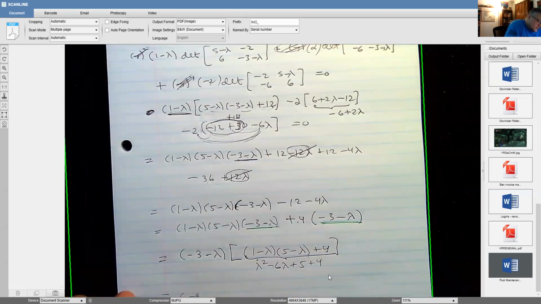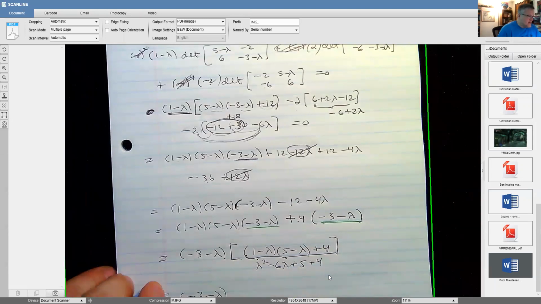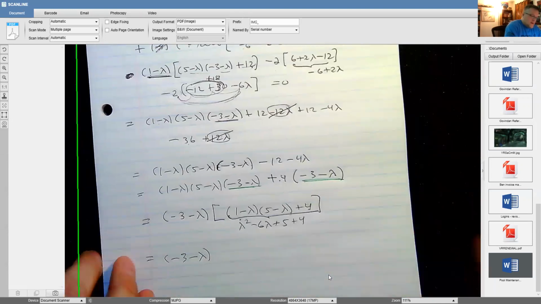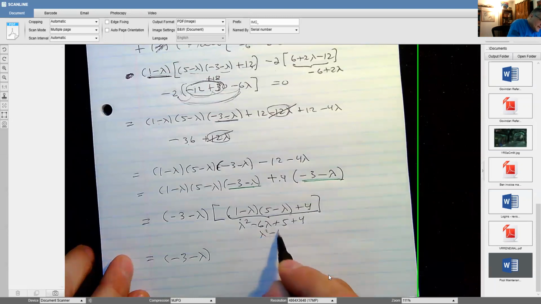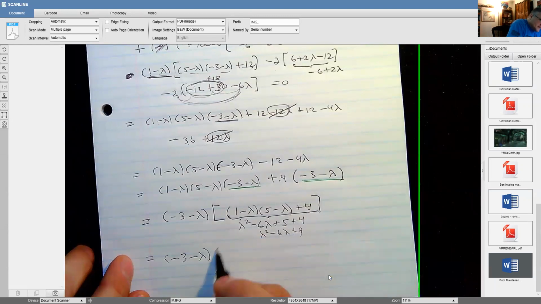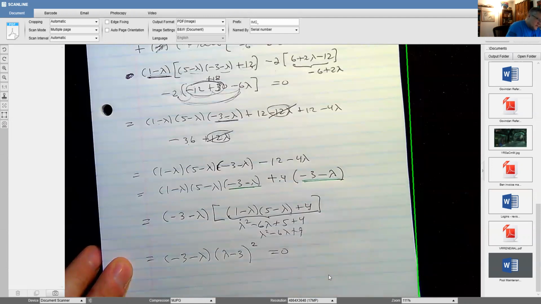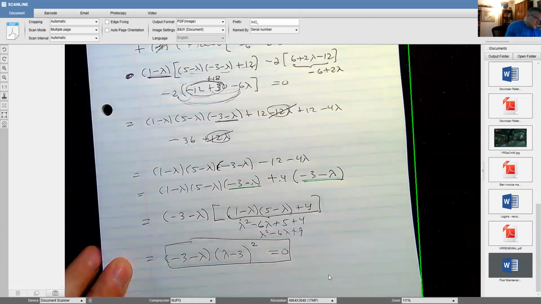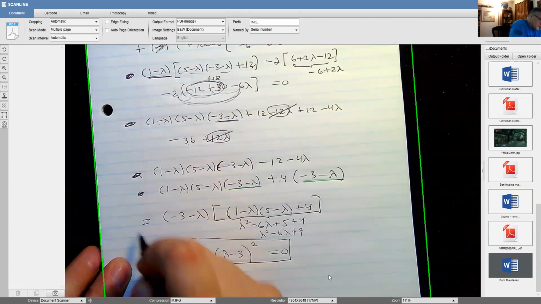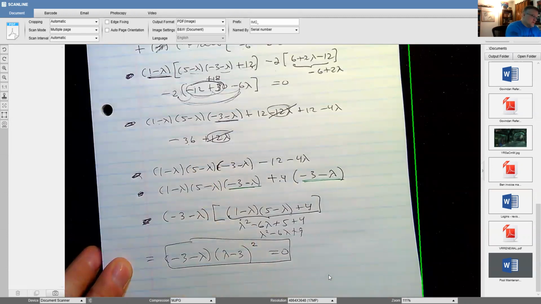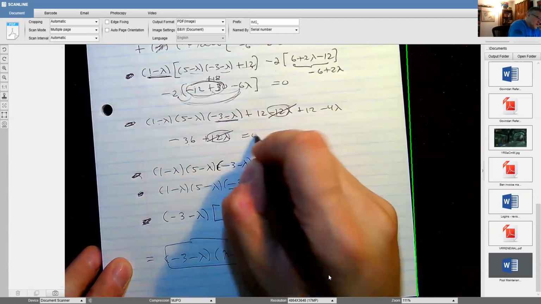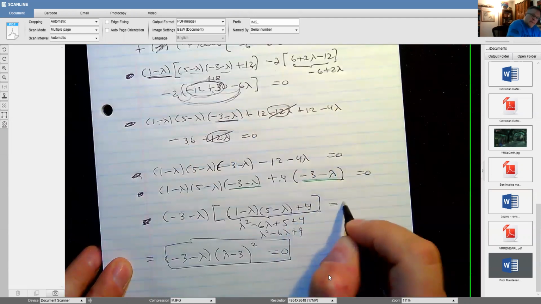So this is equal to -3 minus lambda times lambda squared minus 6 lambda plus 9, but that is a perfect square. It's lambda minus 3 squared. Finally, the determinant of A minus lambda I3 equal to 0 is equal to this equation, right? So I don't need these equals here. Each of those should have been equal to 0. Okay, so I should have put equal to 0 along the way.